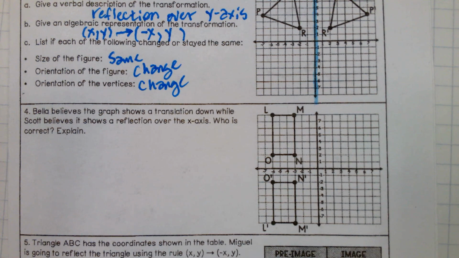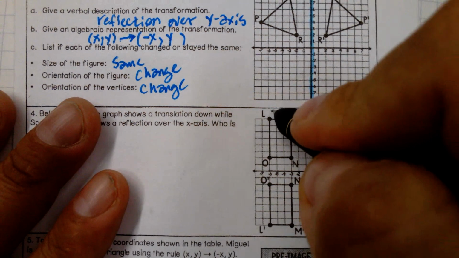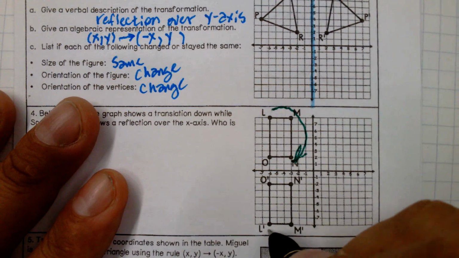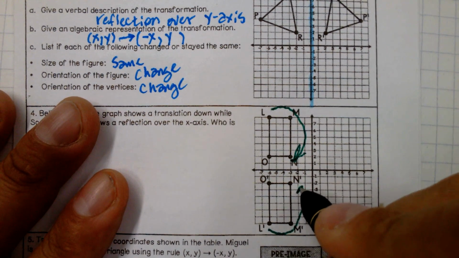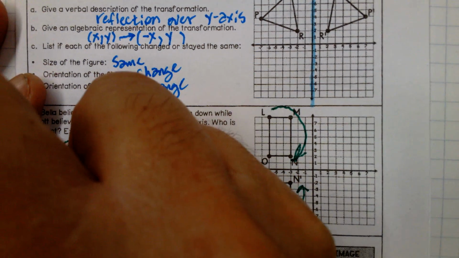Because the orientation of the vertices. Yep. Basically, here we're going clockwise. And to do the same thing here, you've got to go counterclockwise. So Scott is correct.